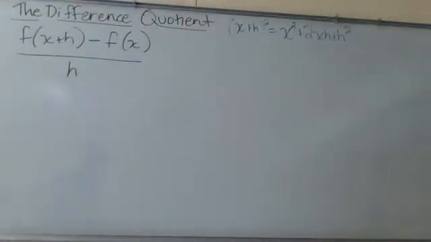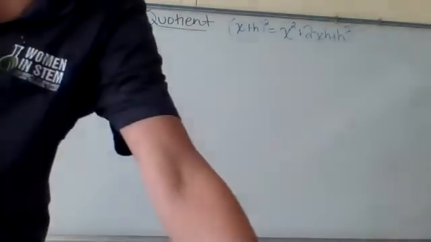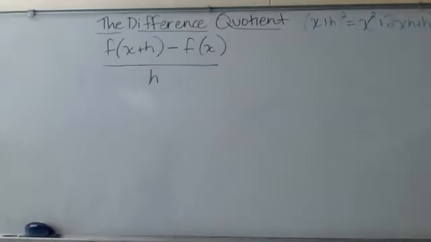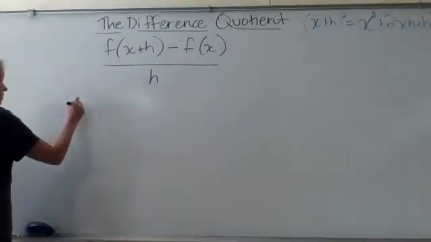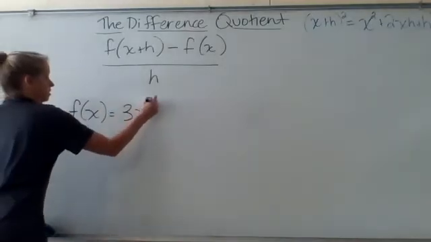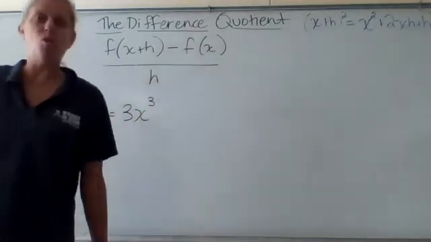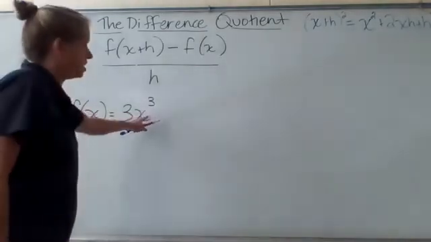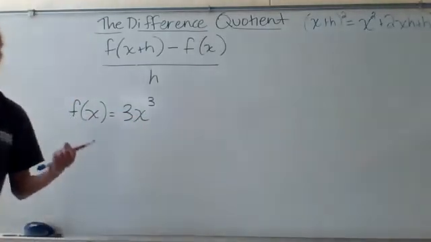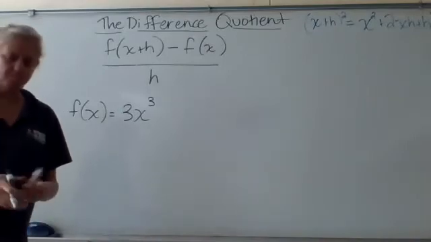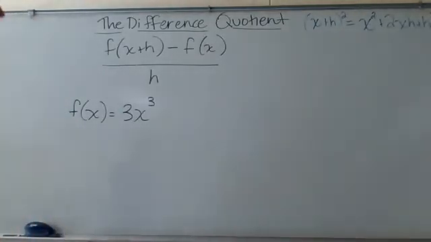This one, the last one, the function is f of x equals 3x cubed. It makes it even more interesting now, because now my x is not just an x or an x squared, now it's an x cubed. So let's see what I'm going to do here.